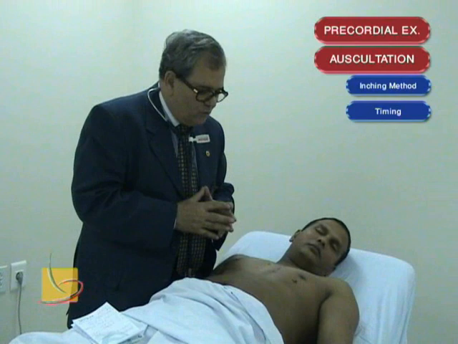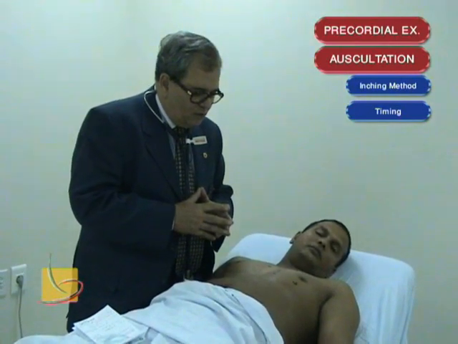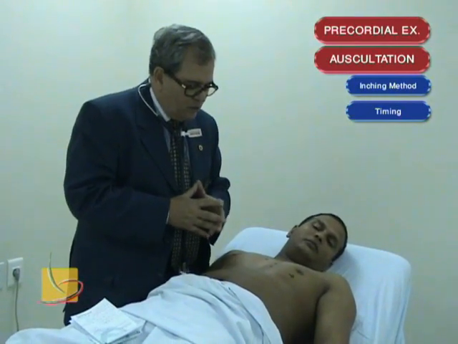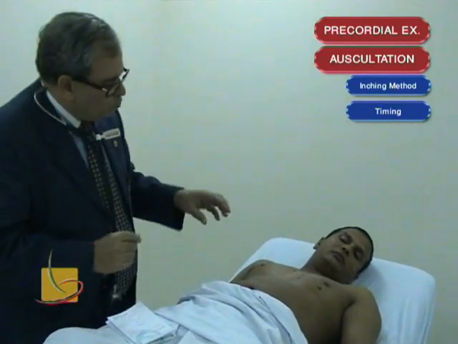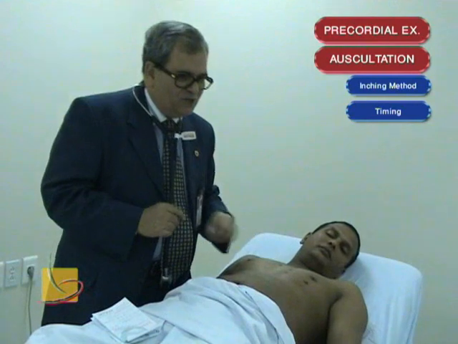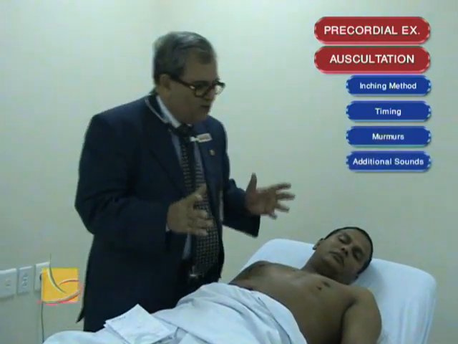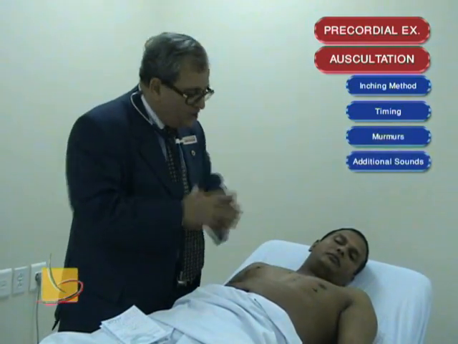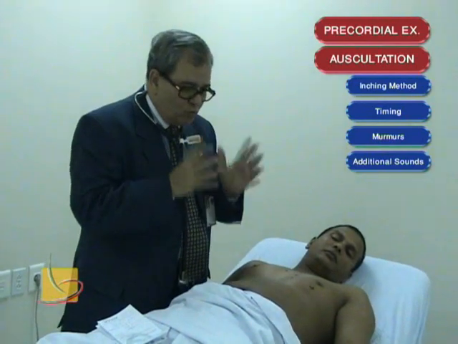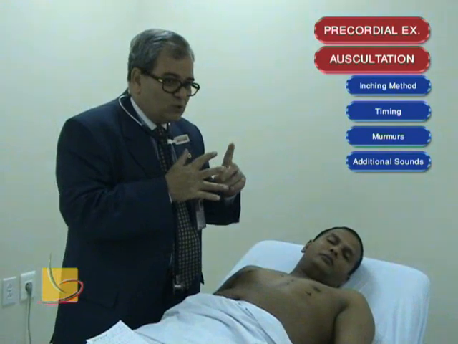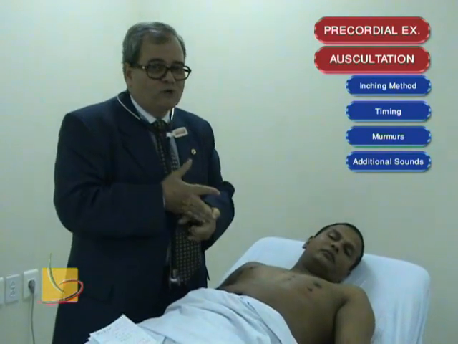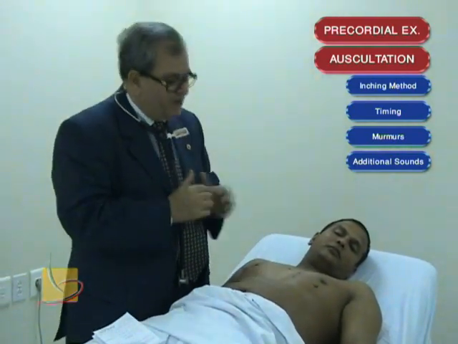After we finish the appreciation of the heart sounds, we have to move to appreciate the murmurs if there is a murmur. And as we know, roughly speaking, there are three kinds of murmur, not two, three kinds of murmur: systolic murmur, diastolic murmur, and continuous murmur. This is the main three kinds.